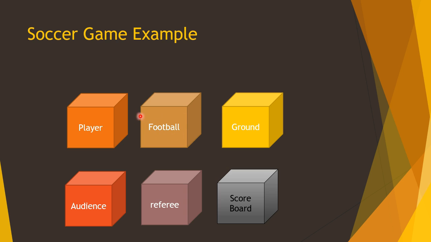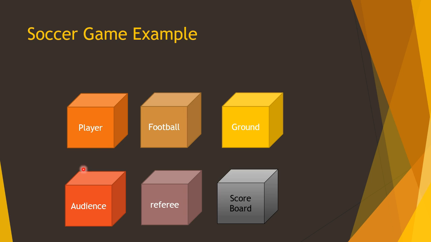And what are the functionalities of football? Football can move. What is the function of audience? They can watch. What is the function of referee? He can direct the players. What is the functionality of scoreboard? It gets updated whenever a player hits a goal. And what is the functionality of a ground? It can show all of these objects.